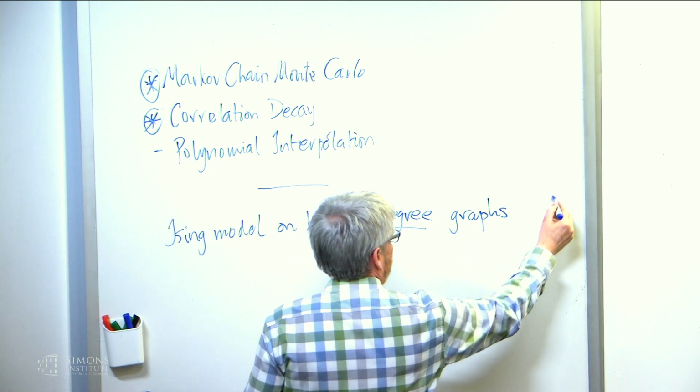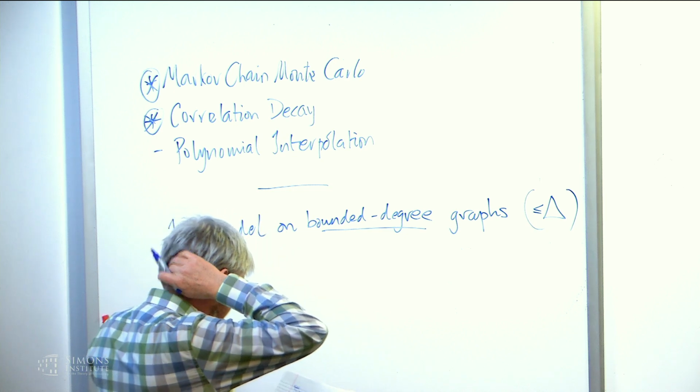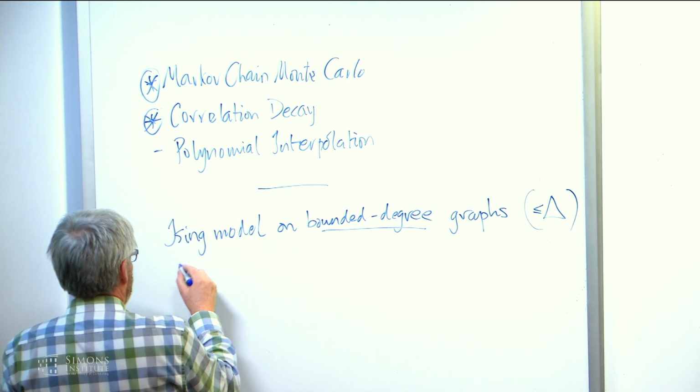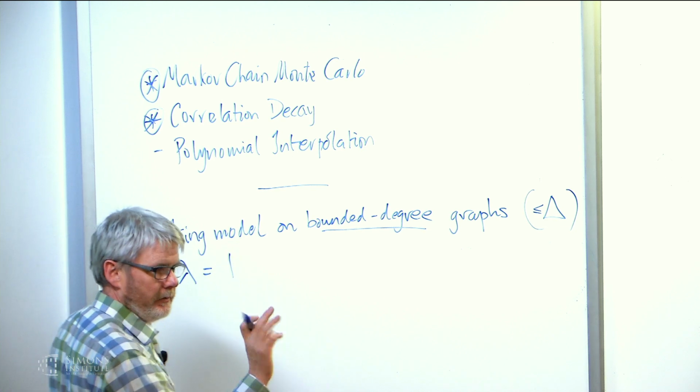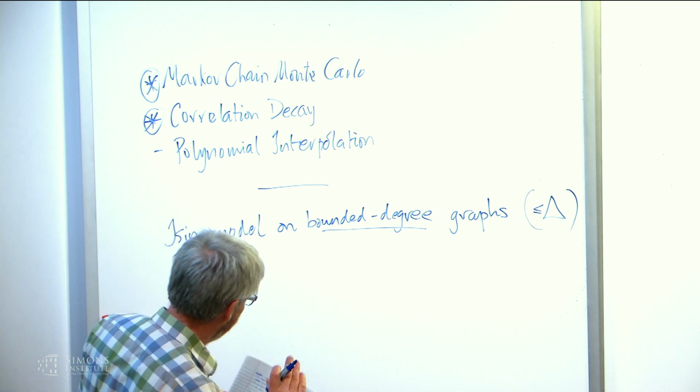So all the degrees are going to be less than or equal to delta. And for simplicity, we're going to look at zero fields. So we're going to look at lambda equals 1, which means there's no bias between plus spin and minus spin.